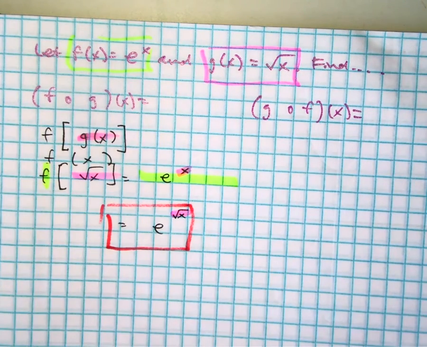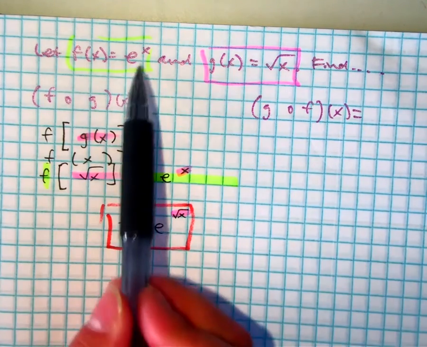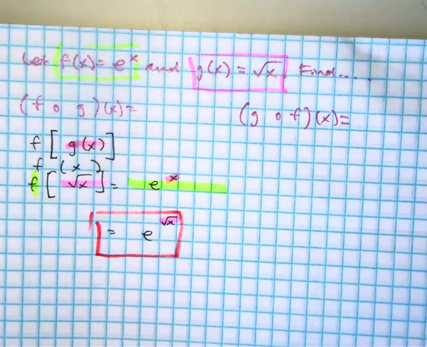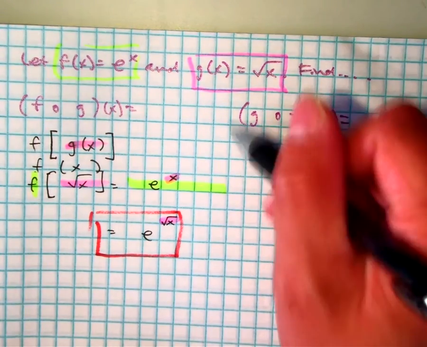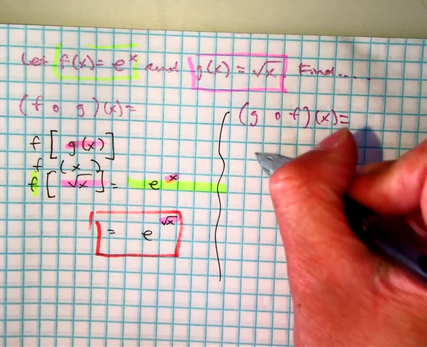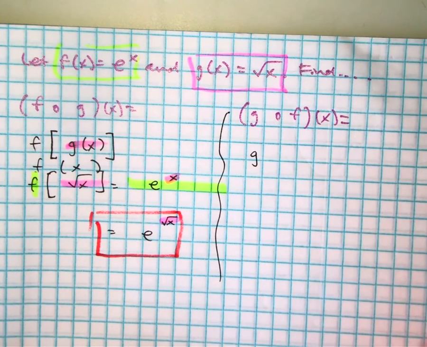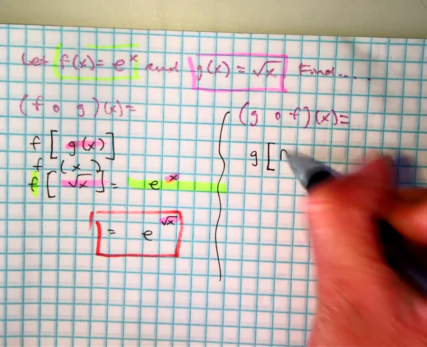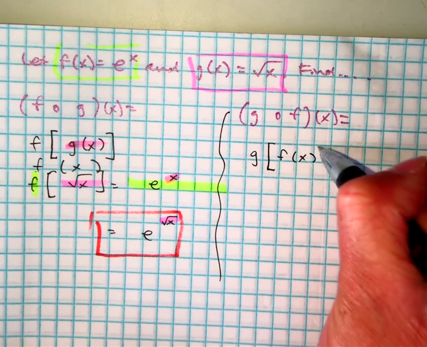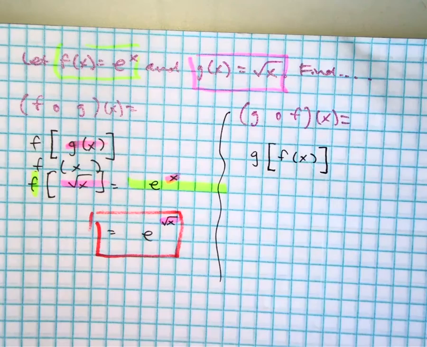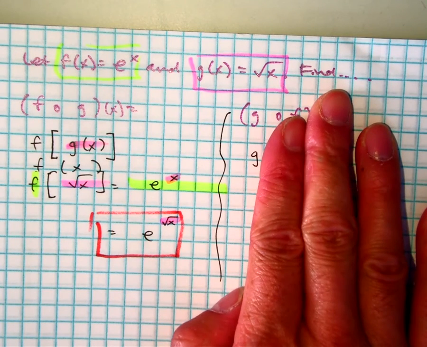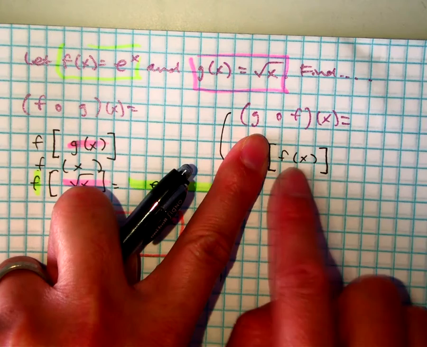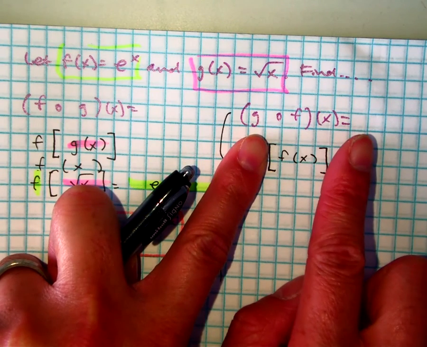Let's try another example. The e is part of the problem. Let's try another one. Class, tell me how to write this one over here. G goes on the outside. What goes on the inside? F of x. So basically it says in the function of g, you're going to replace every x value with whatever f of x is equal to. Okay?